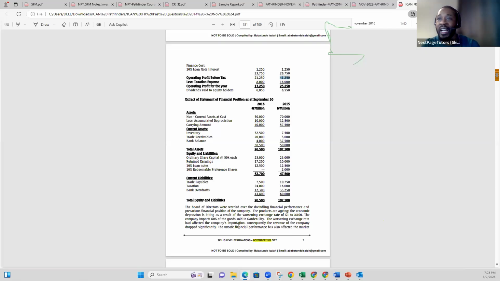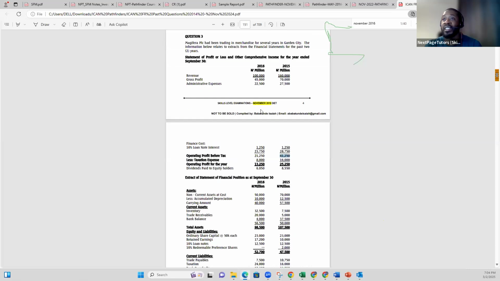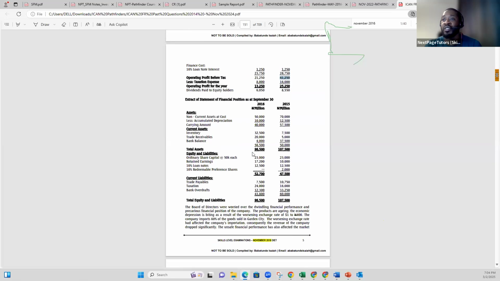The next thing we are going to look at is capital employed. So what is my capital employed in this question? 52,700 for 2016. What about 2015? 47,500. Very simple. Therefore, my return on capital employed for year 2016 is 22,500 divided by 52,700 times 100. Express it in percentage, and you're fine.